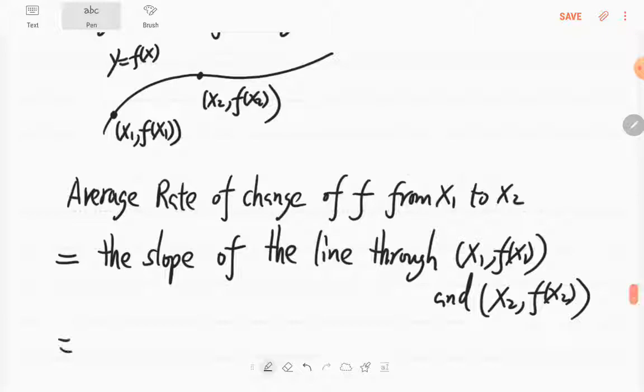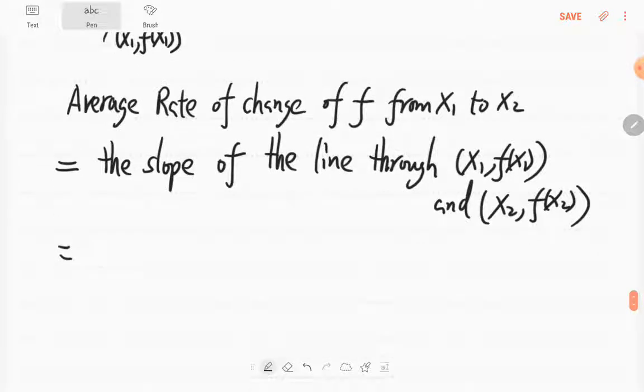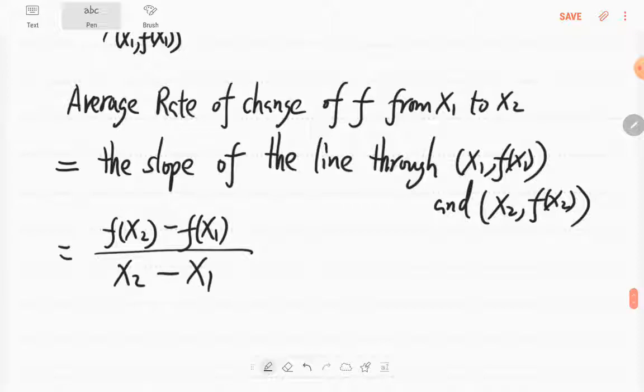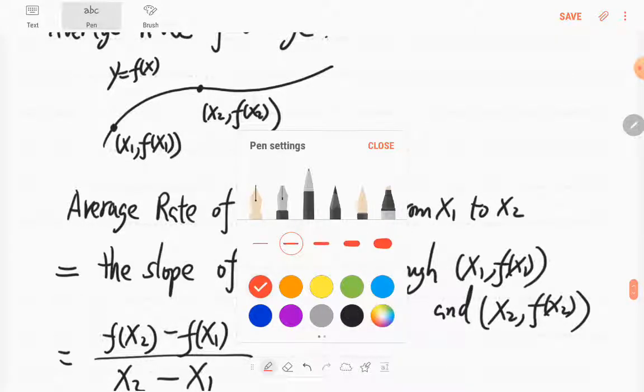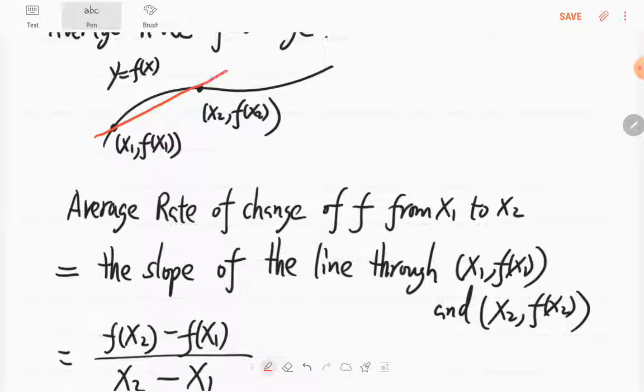How to calculate slopes? With these two points, it is the f values subtracted over the x values subtracted, but pay attention to the order of the index. We denote it by m_sec, the slope of the secant line. This line is called the secant line, and this is the slope of this line. So this is called the average rate of change.